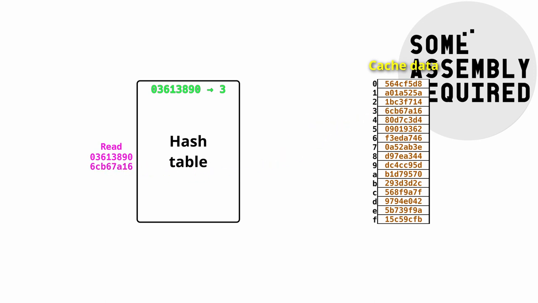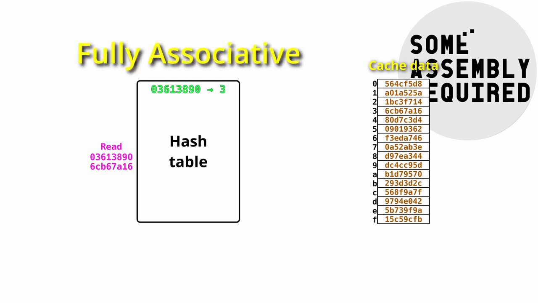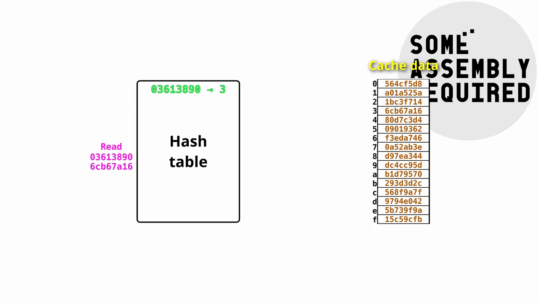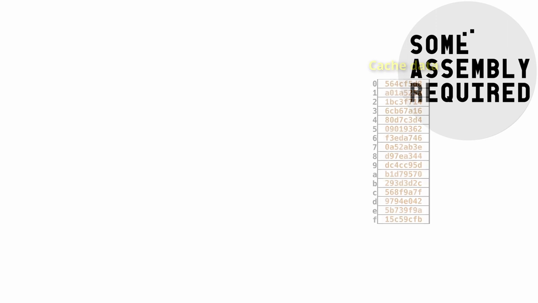With this design, any cache line can be used to cache any address. In other words, we can associate any address to any cache line. This design is called fully associative and is nigh impossible to implement in hardware. On the other end of the scale is the non-associative design. Each address has one and only one cache line it can go to. This greatly simplifies the management logic.